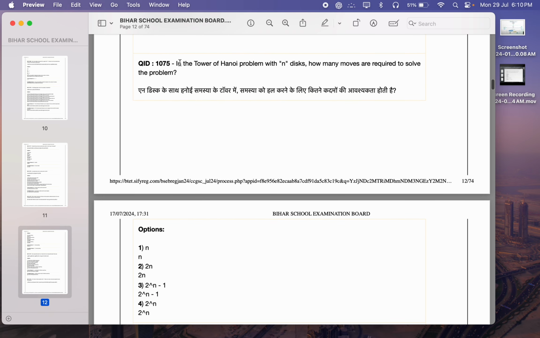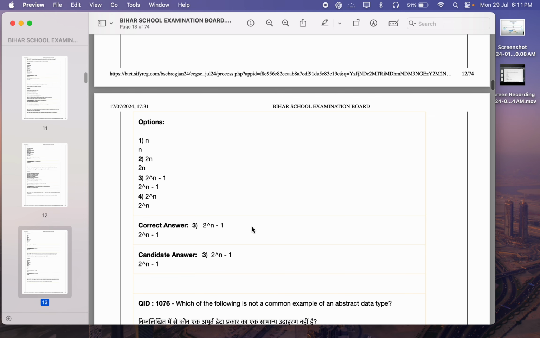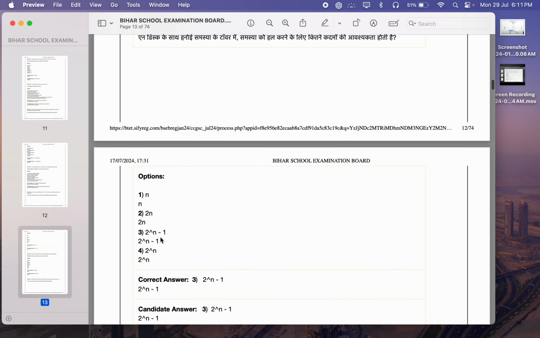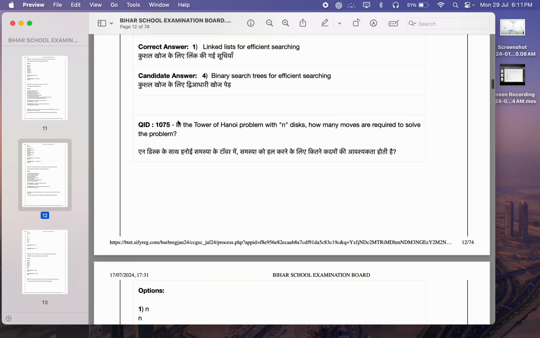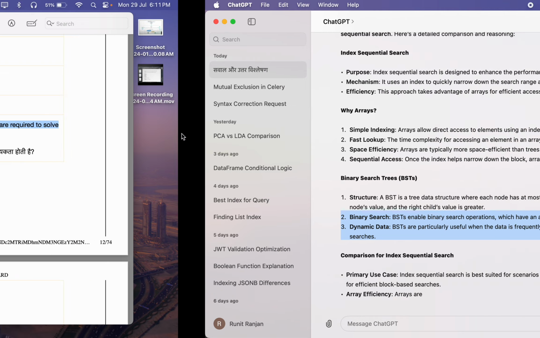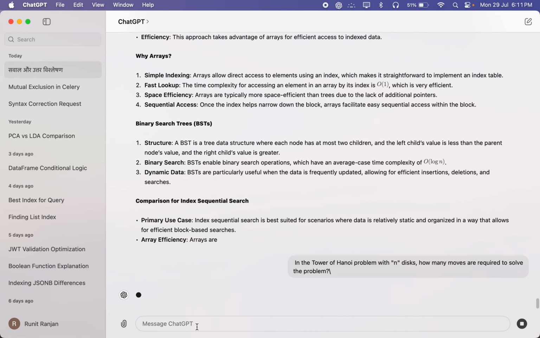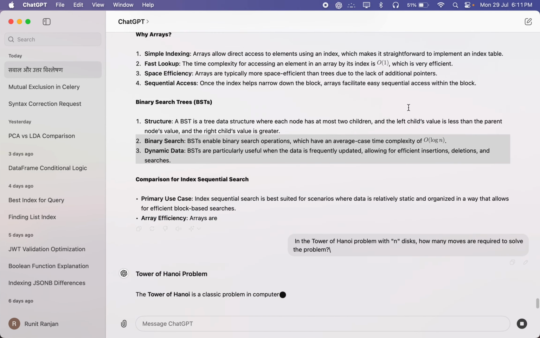Coming to the next question: the Tower of Hanoi with n disks, how many moves are required to solve the problem? Actually, I remember this answer. It was 2 to the power n minus 1. So what Tower of Hanoi means is, let's see the answer here. It will be much better if I explain.